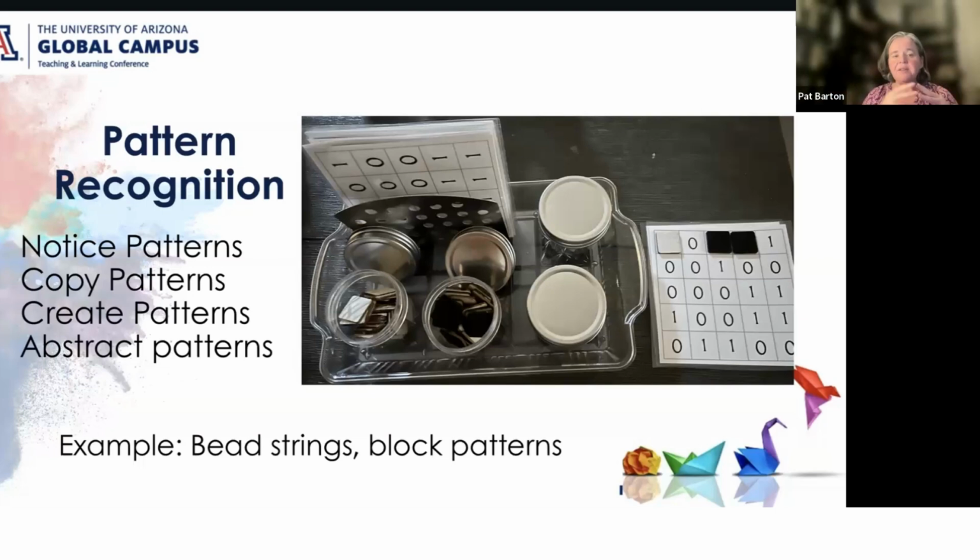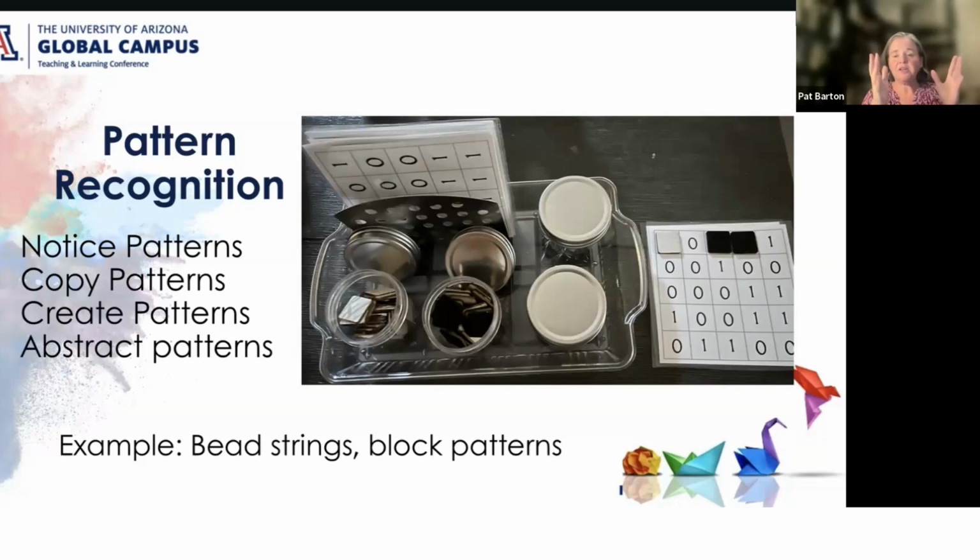The next step in this is to change the zeros, like the card on the right, and place a white tile on top of the zeros and black tiles on top of the ones. That's a next step in complexity. Then from there, you could have the children create their own patterns.